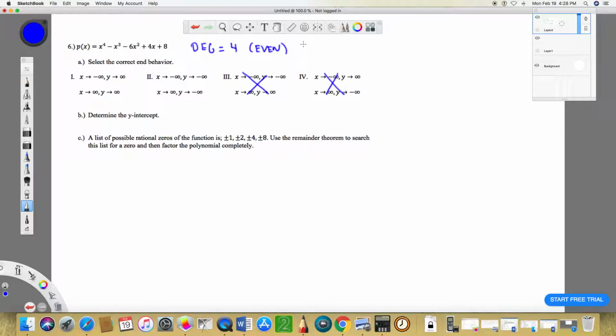The leading coefficient is 1. And 1 is a positive number, so I know it's going up to the right. So as x goes to positive infinity, so does y. So it's going to be 1 there because they're both going to be positive or both going to be negative, but since it's going up to the right, to the right is positive, so they both are positive.